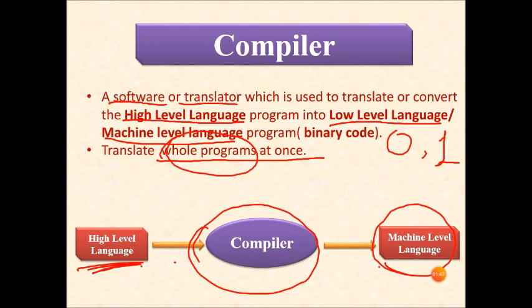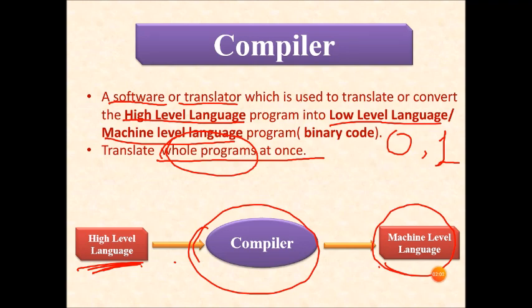One more thing, a compiler can translate only those programs which have been written in the language for which the compiler is meant. This means each high level language will have its own compiler.